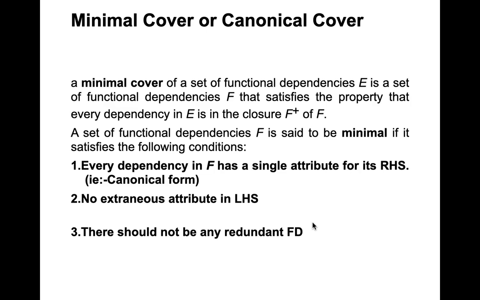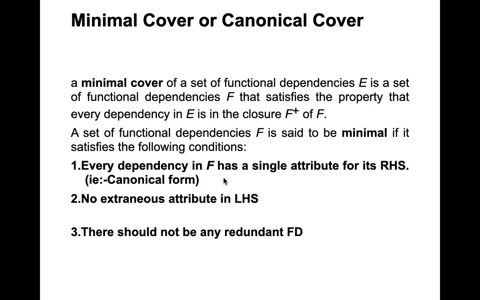Things would be more clear when we look at an example problem. So three things should be satisfied for that. The first one is every dependency in F has a single attribute in its RHS, that is, right hand side. For example, consider X gives Y. X gives Y has just one attribute on the right hand side. X gives YZ has two attributes on the right hand side.